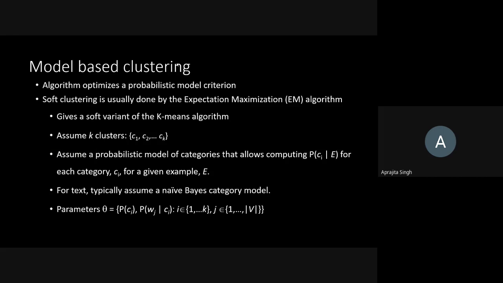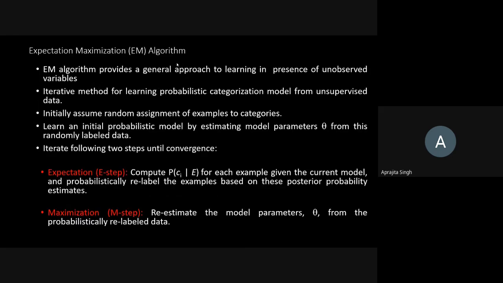Algorithm optimizes a probabilistic model criterion. A soft clustering is usually done by the EM algorithm, which gives a soft variant of the k-means algorithm. It assumes that there are k clusters, and assumes a probabilistic model of categories to allow computing. Okay, so we'll just look at an example of it.